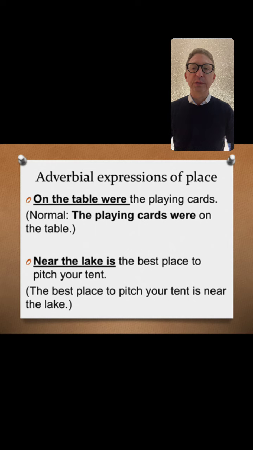Same with sentence number 2. Example number 2. Near the lake is the best place to pitch your tent. To pitch your tent is how we collocate that, when you open your tent and you get it ready to sleep for the night. The best place to pitch your tent is near the lake. So we take that last prepositional, adverbial phrase, and we put it in the front at the beginning. Near the lake is the best place to pitch your tent. And you can experiment with these things with a prepositional phrase or a preposition of place.